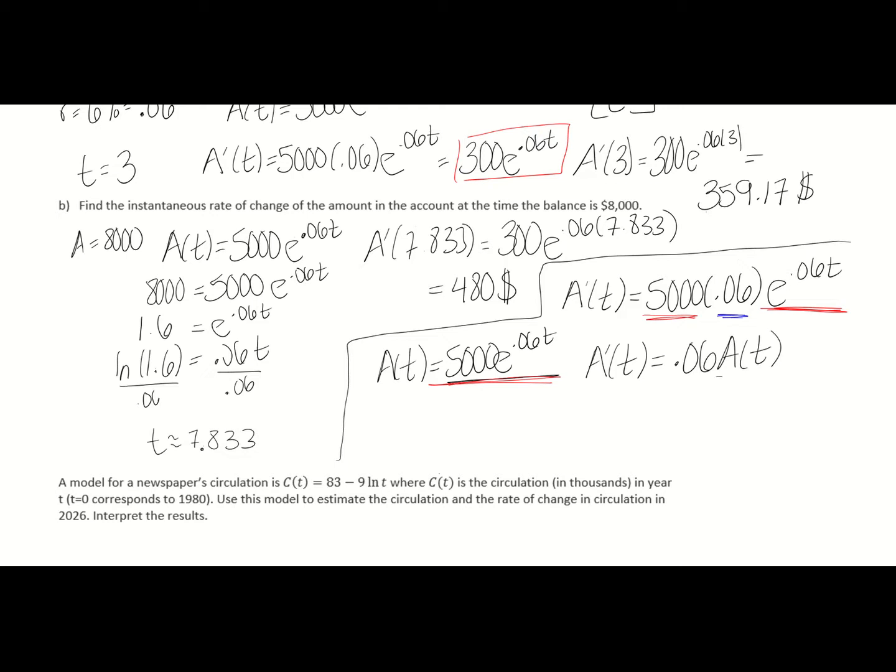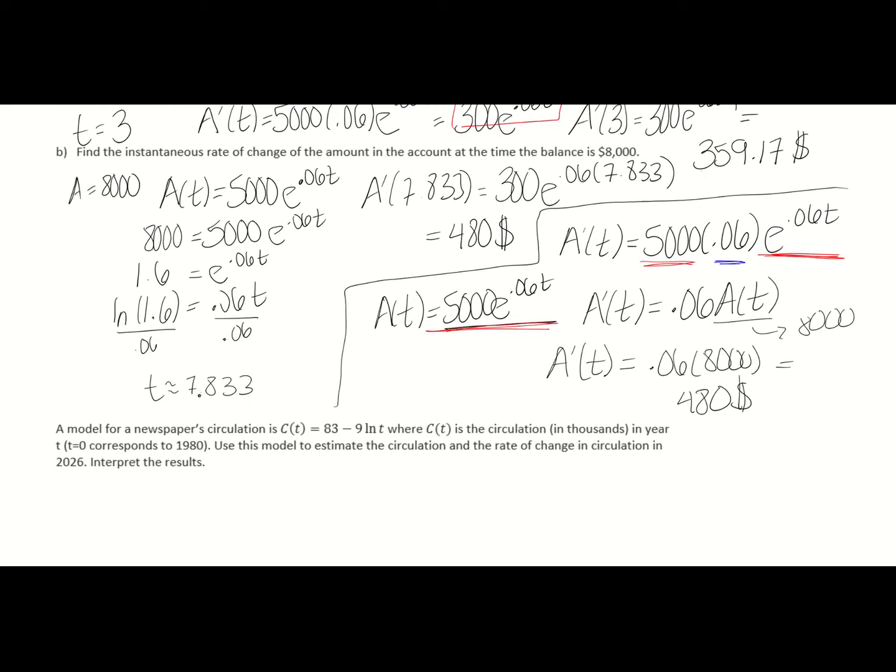So you can rewrite A prime of t as 0.06 times A of t. But you know that A of t is 8,000, which means that A prime of t at that time was 0.06 times 8,000, which is $480. This is much trickier to see. I think most of you will probably have gone for the other way, but I still wanted to show both.